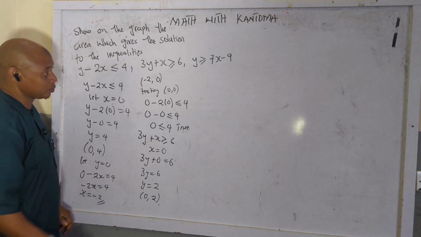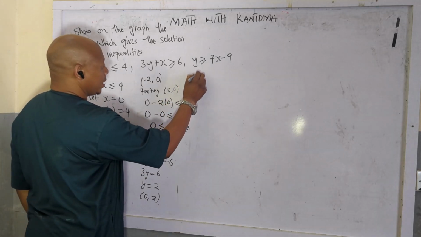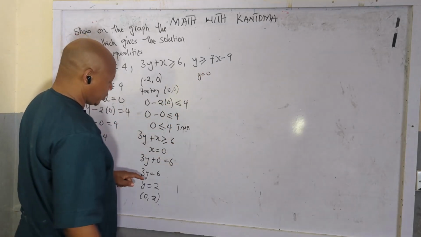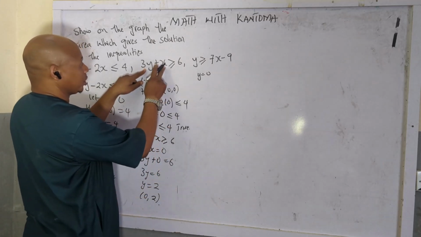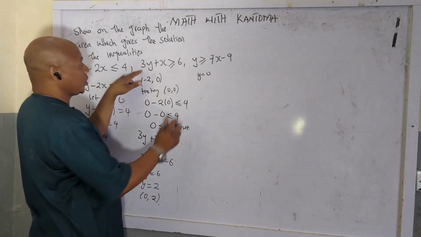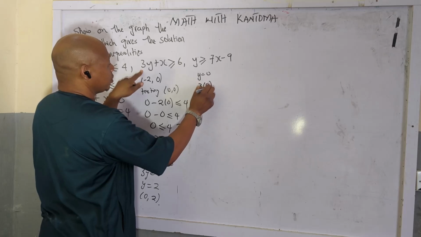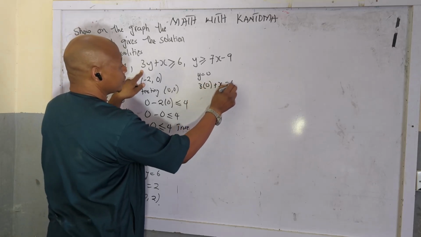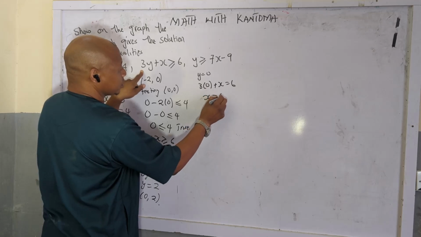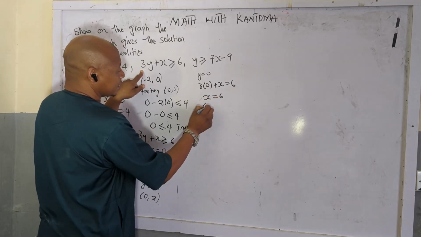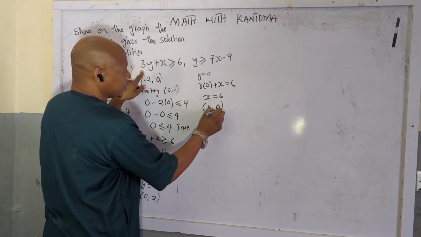And again, let y be equal to 0. Put the value of y to be 0 in the second inequality and find the corresponding value of x. So when y is 0, we have 3 times 0 plus x is equal to 6. 3 times 0 is 0, 0 plus x is x, so x is equal to 6. So when x is 6, the corresponding value of y is 0.